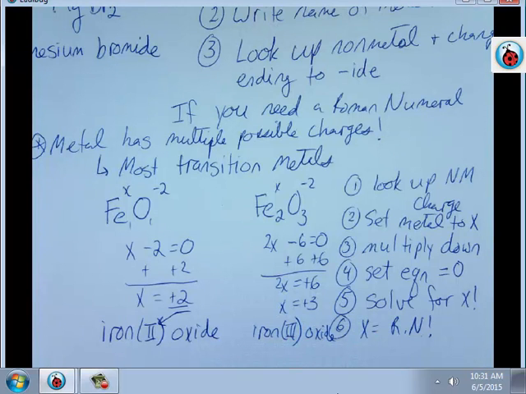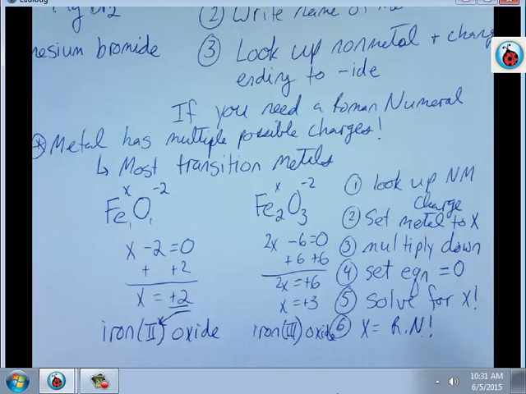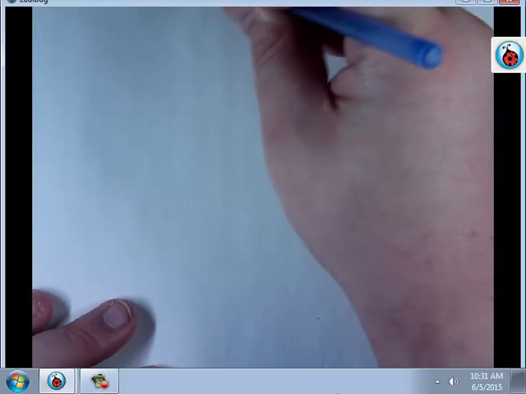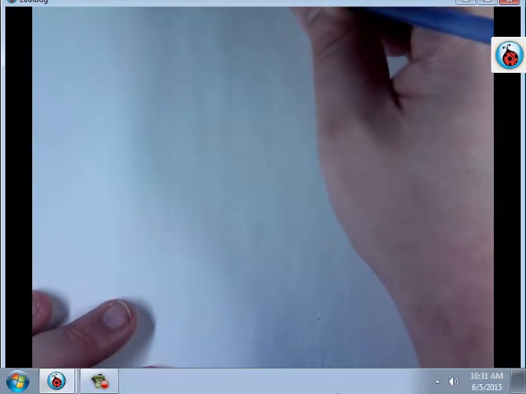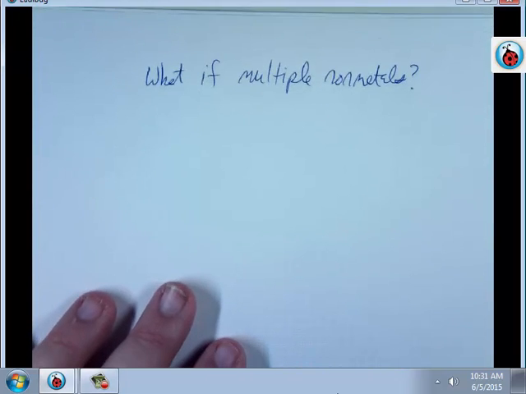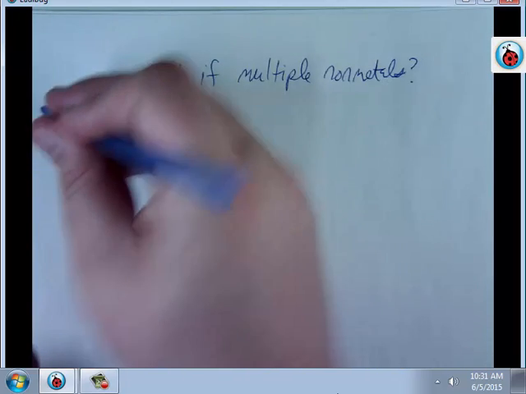And that's all to naming ionic compounds if there's only one metal, one nonmetal. Alright, what if we have multiple nonmetals? Means there is a polyatomic ion.